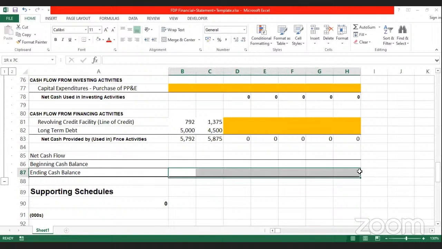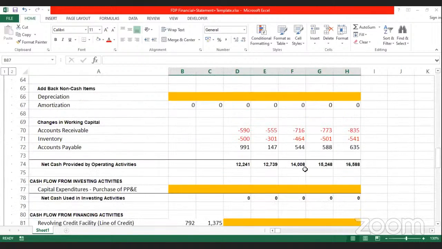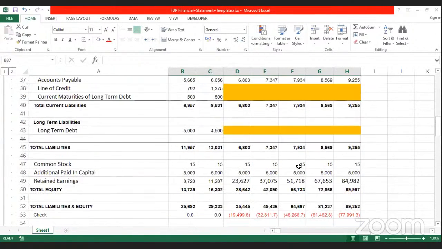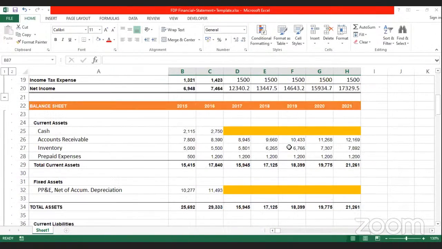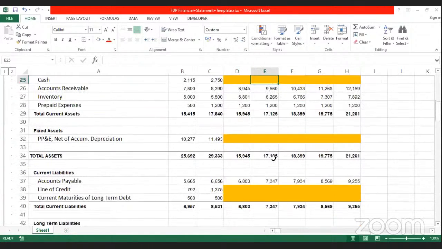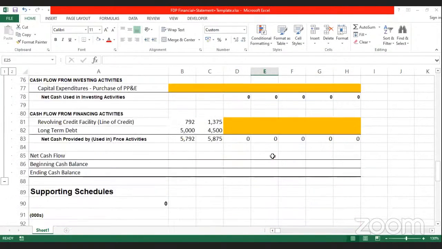This ending cash flow balance which we are going to get, we are going to use this to enter here in my current asset. Okay, 2017, 18, 19, 20, these are the amounts which I am going to use. So before that, I have to first consider my net cash flow. How are you going to calculate your net cash flow?